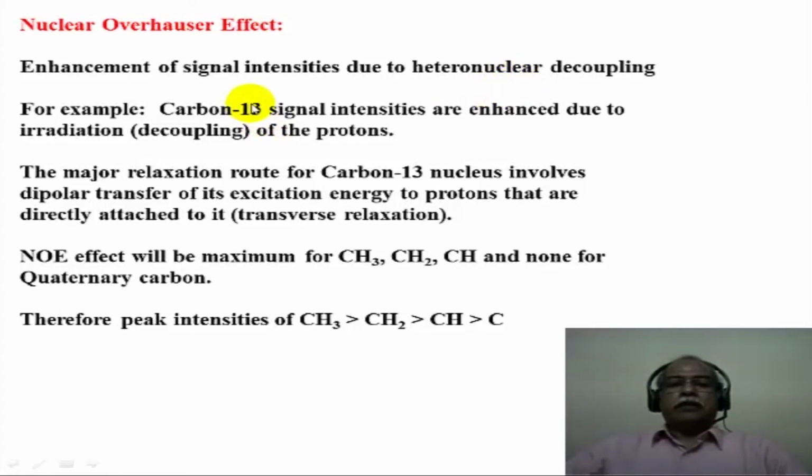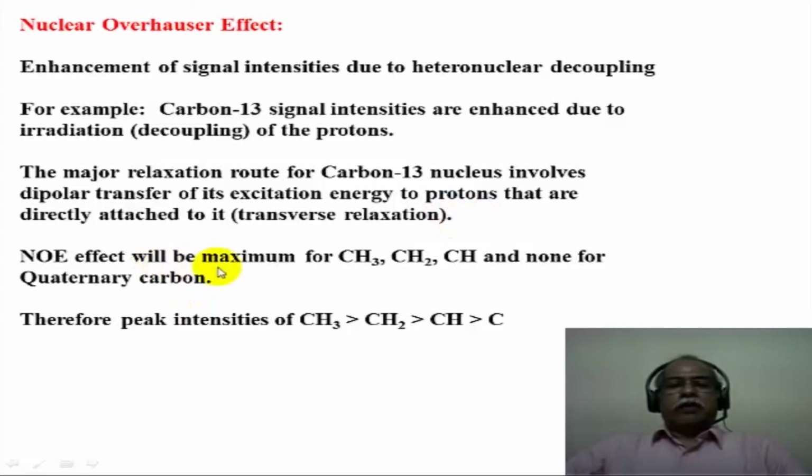For example, the carbon-13 signal intensities are enhanced due to the irradiation or the decoupling of the protons, because the population distribution is different under the conditions of proton irradiation compared to the conditions where the protons are not irradiated. This is because the major relaxation route involves the dipolar transfer of the excited state energy to the protons which are directly attached to it. In other words, the transverse relaxation is what is responsible for the enhancement process that takes place.